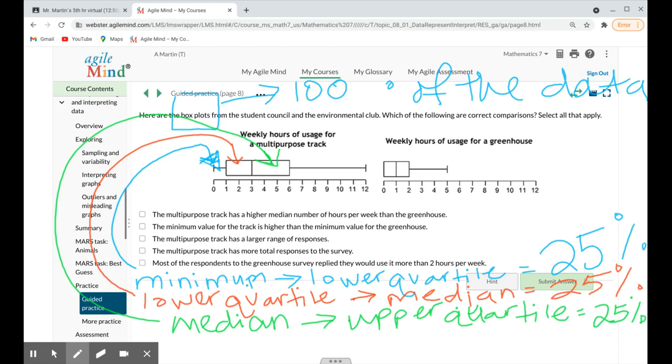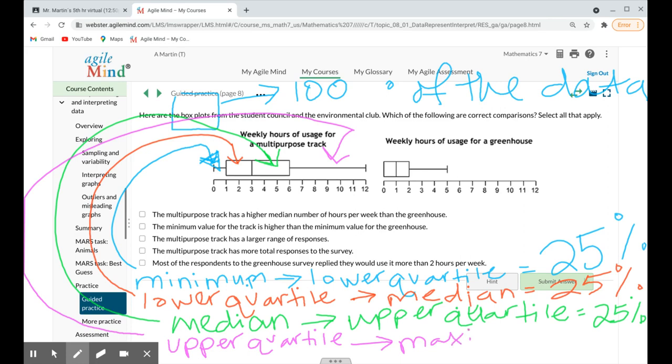Now there's still one more section, and it's right here. And that is from the upper quartile to the what? Maximum. Yes, to the maximum. And what does it represent? 25%. Correct, because altogether it makes up what? 100%.